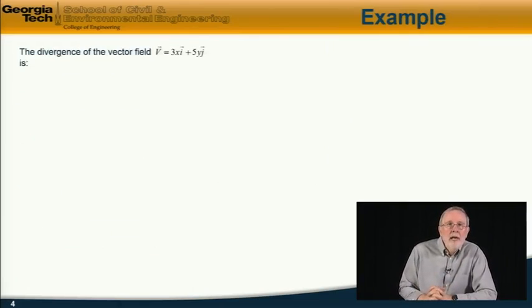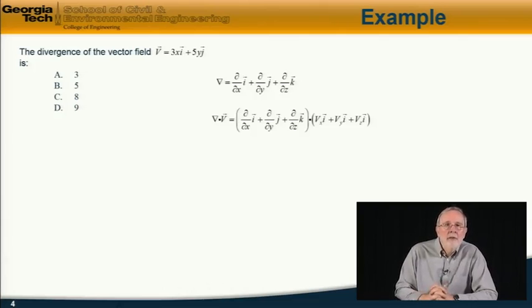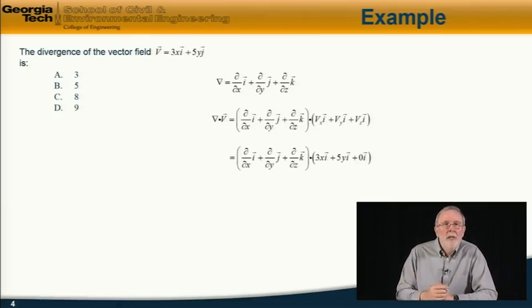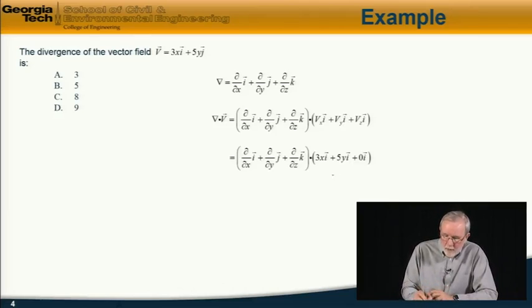Let's do some examples on that. The divergence of the vector field given by v equals 3x i plus 5y j is equal to which of these? And of course this is a scalar quantity. So first we do our basic definitions. The divergence is the dot product between the del operator and the vector field. So in this case, this becomes d by dx of i, and then write down the vector field here, which is 3x i plus 5y j plus 0 times k.